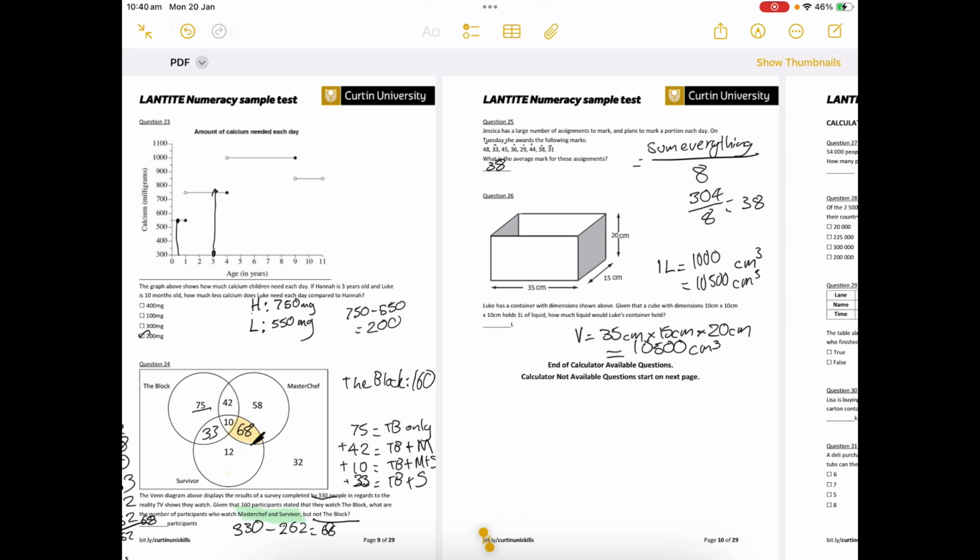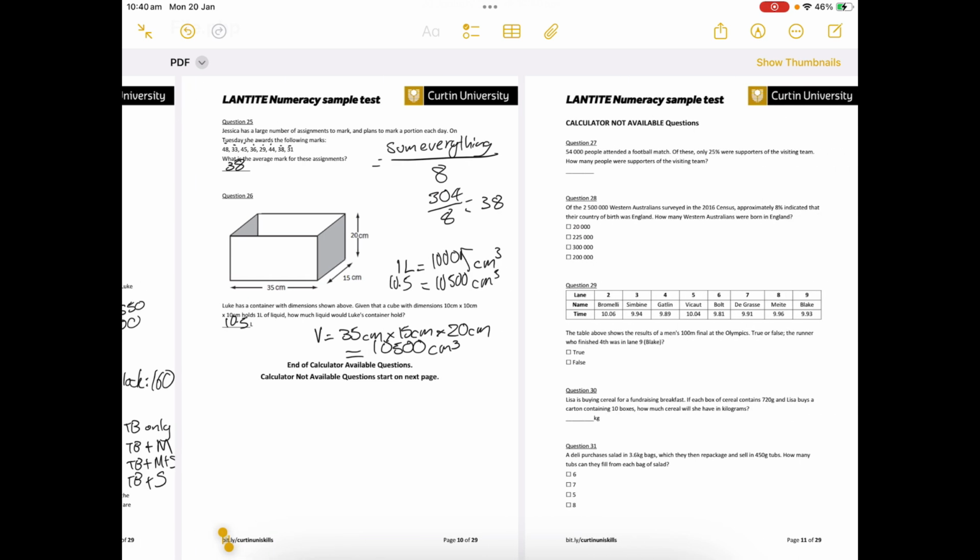How many liters is that? Well, let's get from here to here. So I'm going to divide by 1,000 and that'll tell me how much fit in. So 10,500 divided by 1,000 is equal to 10.5. So this container is going to hold 10.5 litres of liquid.